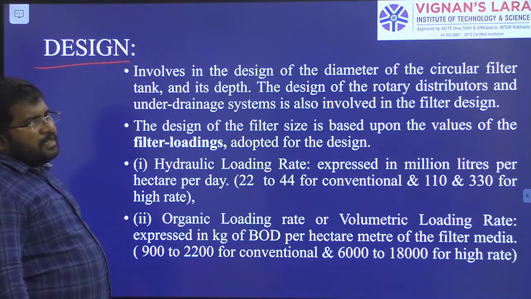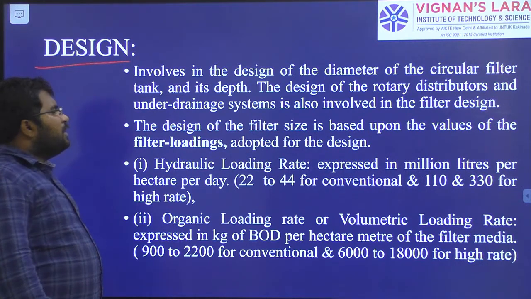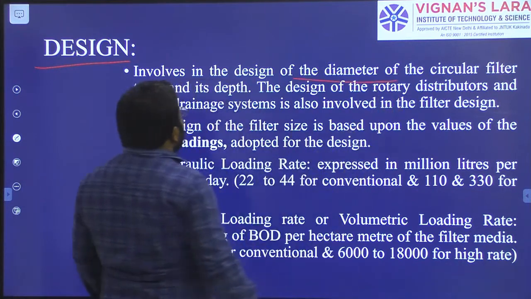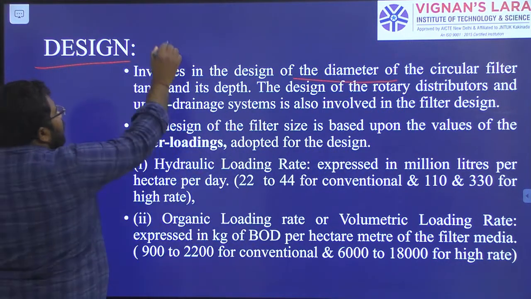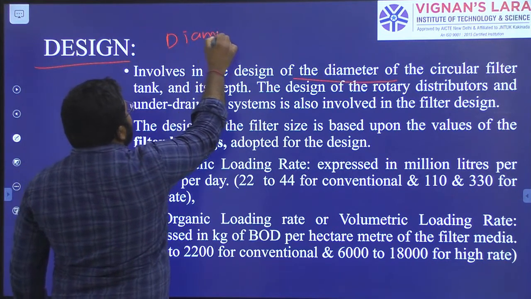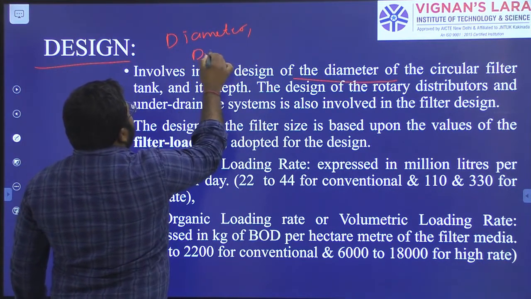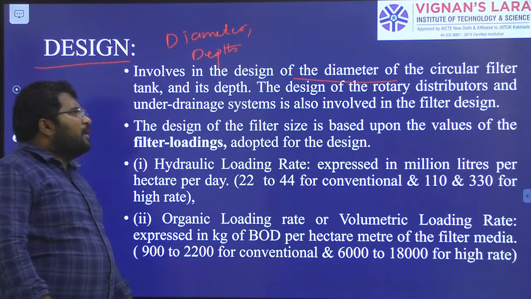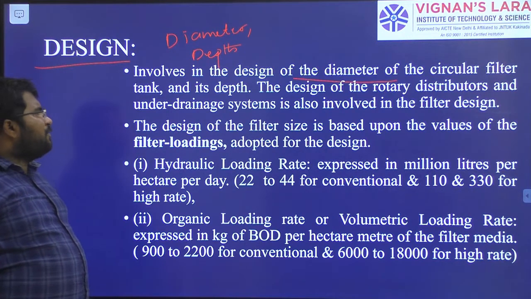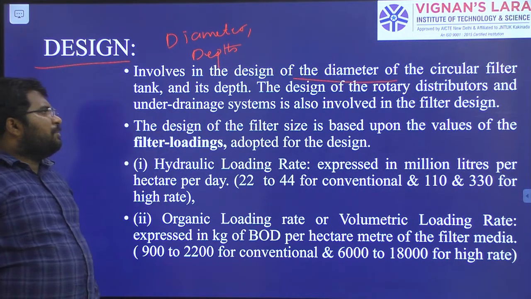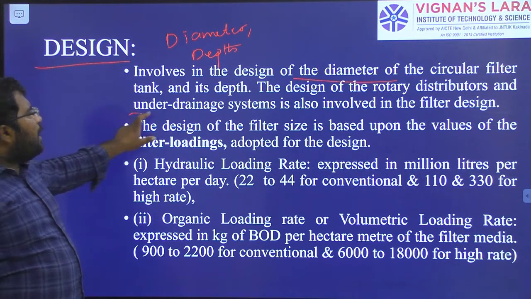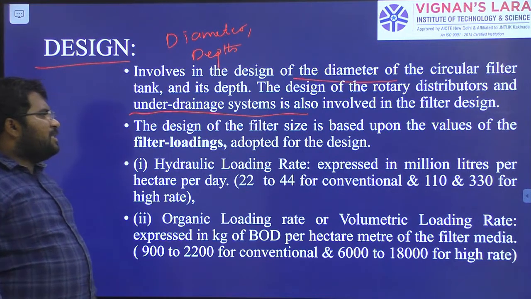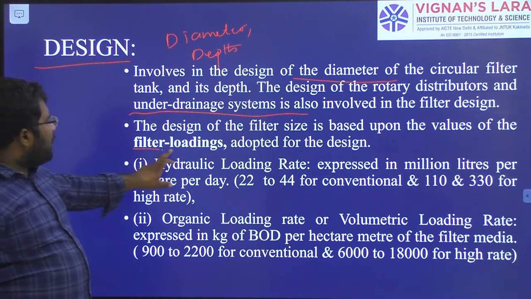Next we are going to see the design of the trickling filter. The design involves finding the diameter of the circular filter tank and its depth. Mainly there are two things we need to do: one, the diameter, and another, the depth. The design of rotary distributors and underdrainage systems is also involved in the filter design. The design of filter size is based upon the values of filter loadings.